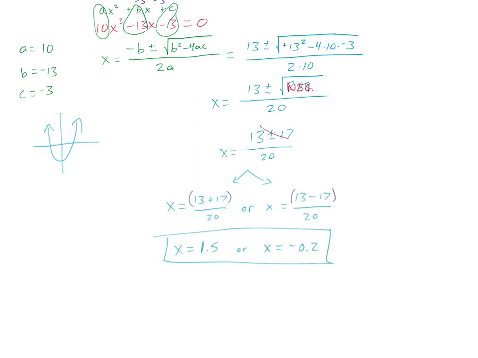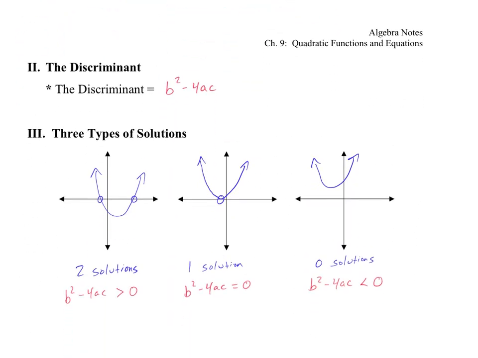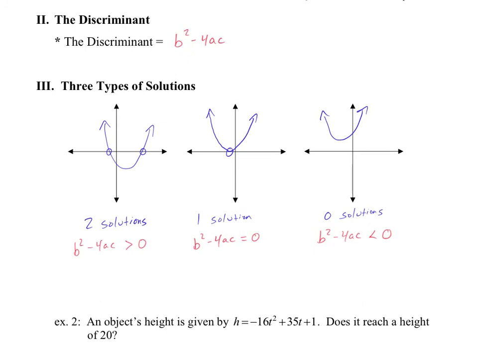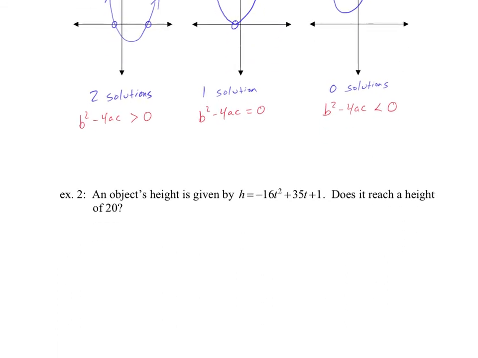But that prevents you from being able to do this step here, because you can't add 13 plus an imaginary number or an error like your calculator may be showing you and get a real number answer. So that's going to be our discriminant, b squared minus 4ac, not the square root of it, just what's inside. And then the 3 possible cases.